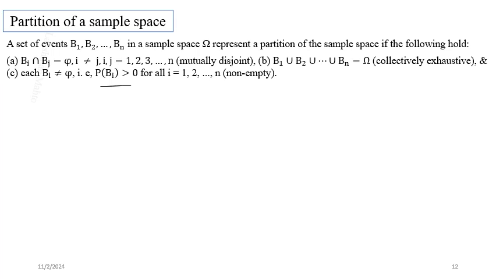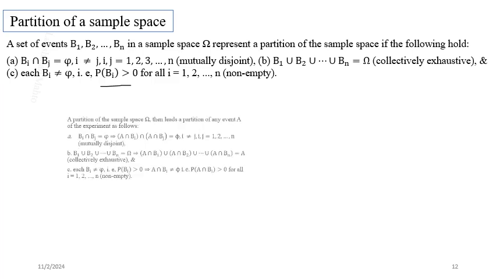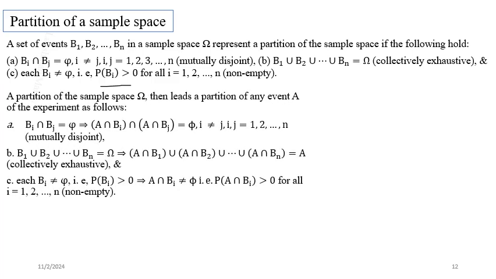So these bi together form a partition of the sample space. If we are saying that we have a partition of a sample space, then it will be given by the question, or from the question itself we will directly see the partitioning. Now, once we have a partition of a sample space, that also introduces a partition of a given event. So a partition of the sample space omega also leads to the construction of a partition of a given event.